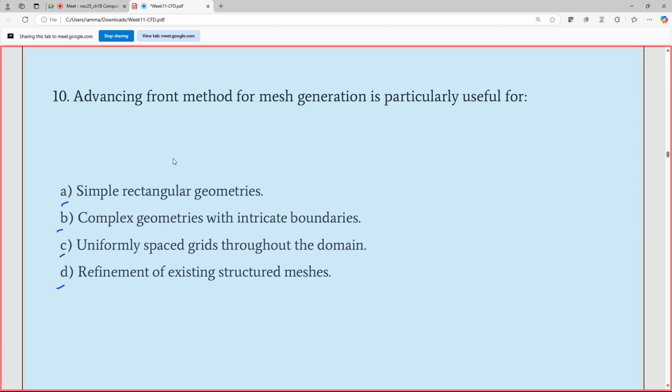So the question is asking the utility or usage of this advancing front method of mesh generation, where it is used. Options are: option A, simple rectangular geometries; option B, complex geometry with intricate boundaries; option C, uniformly spaced grids throughout the domain; option D, refinement of existing structured meshes. You can answer the question. Try to answer the question. Inbox your answers.